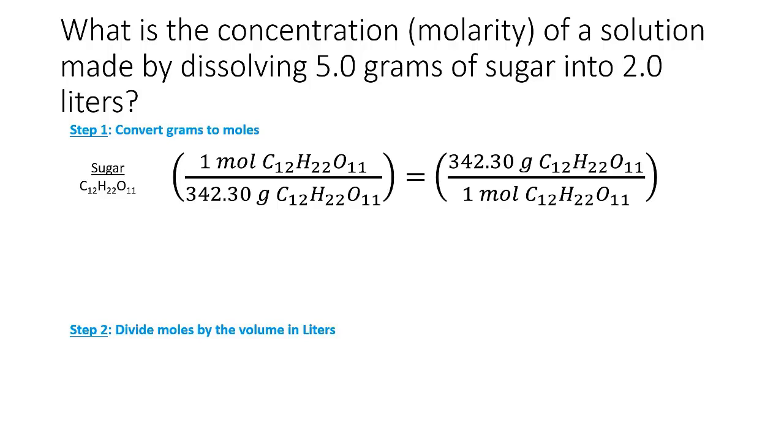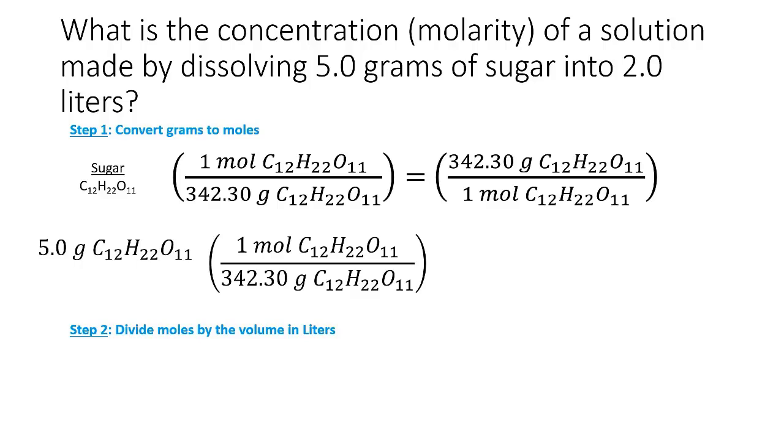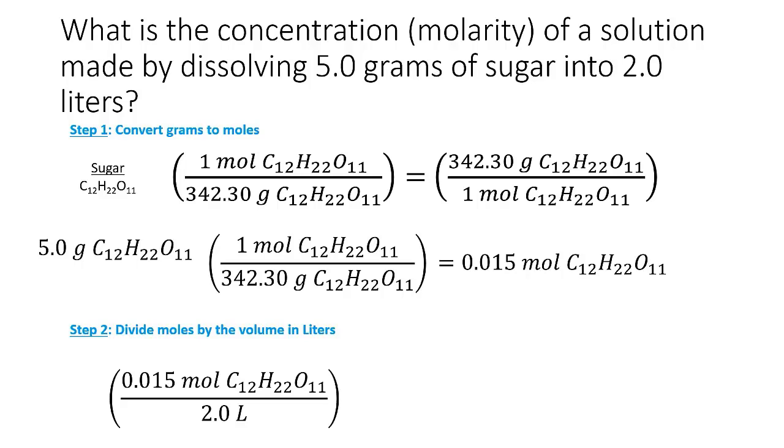So now we have these two options. What you want to do first is put 5 grams, which comes from the problem, out front. And now if we want grams to cancel and moles to remain, that means we want grams as the denominator and moles as the numerator. So we can multiply this across, leaving us with the number of moles that are present. Then we need to divide by the volume in liters. So you just take those moles and place them over the total volume, which is 2 liters. Do that math, 0.015 divided by 2, and you end up with 0.0073 molar of sugar, sucrose.